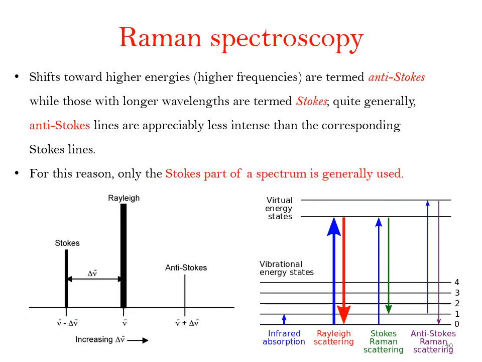So we have a Stokes, which is a small frequency, Rayleigh equivalent frequency or elastic scattering, and anti-Stokes, which is higher frequency. This is the emitter light. So the anti-Stokes lines are much less intense than the Stokes lines.